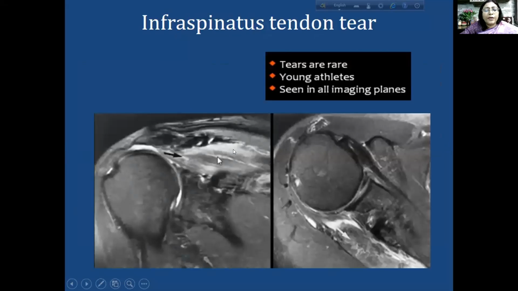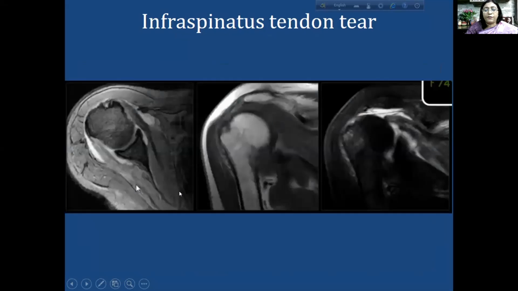Isolated infraspinatus muscle tendon tear is very rare, occurring in athletes, seen in all planes. This is the coronal oblique and axial image, showing diffuse hyperintense signal change in the infraspinatus muscle as well as joint fluid effusion.